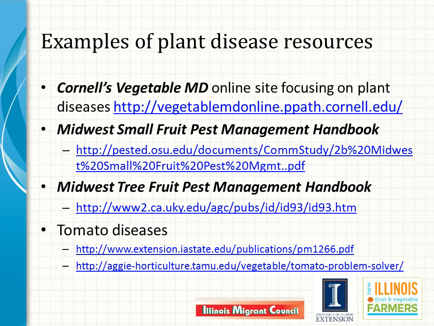Cornell's Vegetable MD site provides many useful fact sheets, illustrations, and management recommendations for a variety of vegetable crops. Similarly, the Midwest Small Fruit Pest Management Handbook and the Midwest Tree Fruit Pest Management Handbook are available online and in print, and they provide background information on disease cycles and cultural control practices for many common diseases. In many instances, you will want to use Google or a similar search engine to look for disease identification and disease management guides for specific crops.